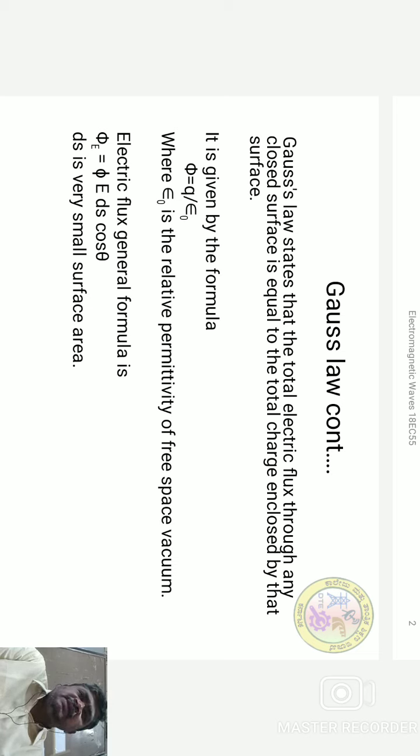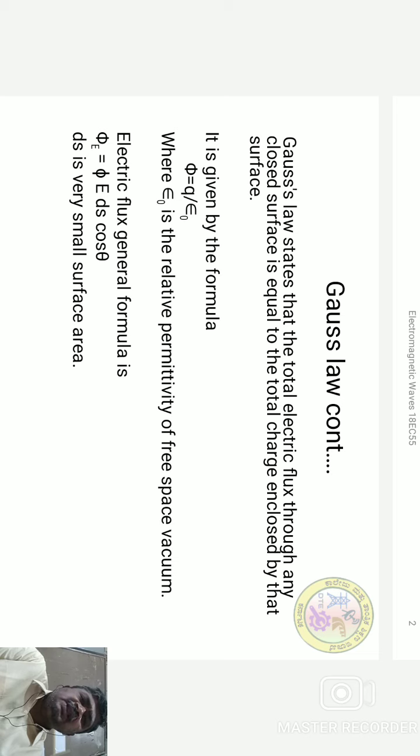So that is called the symmetry, which we will discuss later. Theta is the angle between E and ds, and since ds and E are in the same direction, the value of theta will be 0. When theta is 0, cos 0 is 1. Hence the closed integral of E into ds is equal to q upon epsilon naught, since I have substituted the value of psi. If I substitute for psi, psi is equal to q upon epsilon naught.